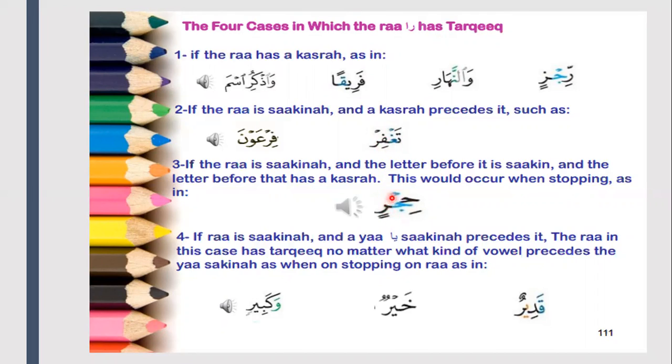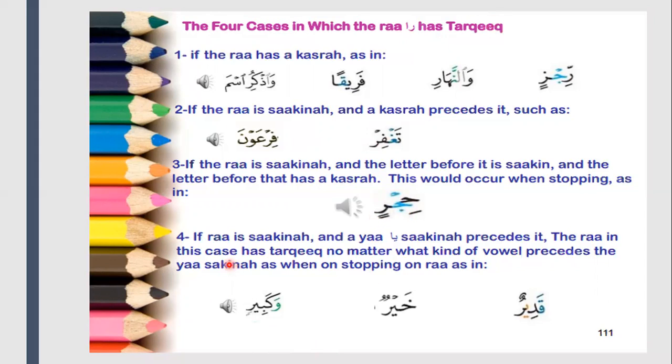Here, the letter before the Ra has a Sukoon, so we'll go to the next letter, which has a Kasra. So here we are stopping on this Ra, and we are putting a Sukoon on it, and this has a Sukoon, so we look at the third, and if it has Kasra, we will make it Tarqeeq, light.